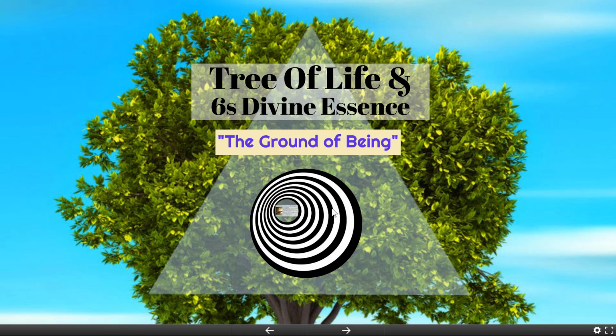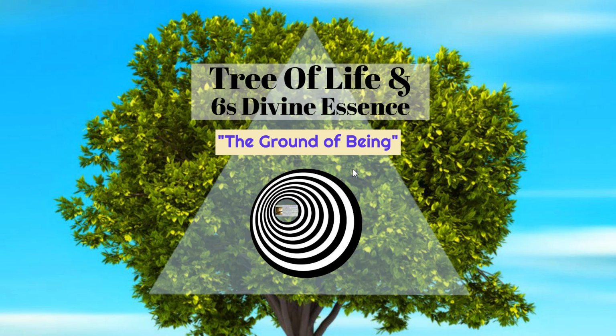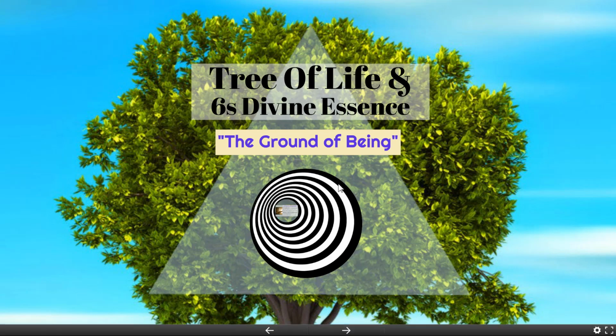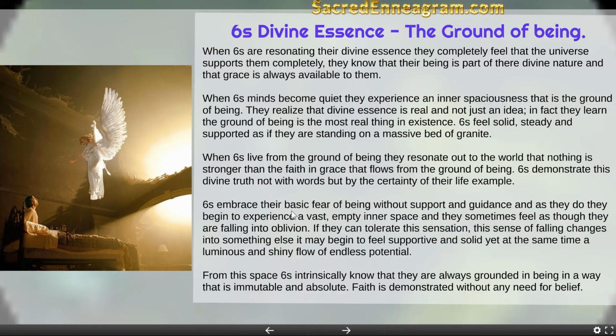And how we get to the fruit of the Tree of Life is once we have liberated or enlightened ourselves enough to not get trapped in the triangulation spiral or to not be trapped in our Enneagram type fixation. And once we liberate ourselves from that, we start to display our divine essence. So this is just a brief introduction to the Tree of Life divine essence of Sacred Enneagram Type 6. And it's called the ground of being for Type 6. So I'll just zoom in closer to the information here.